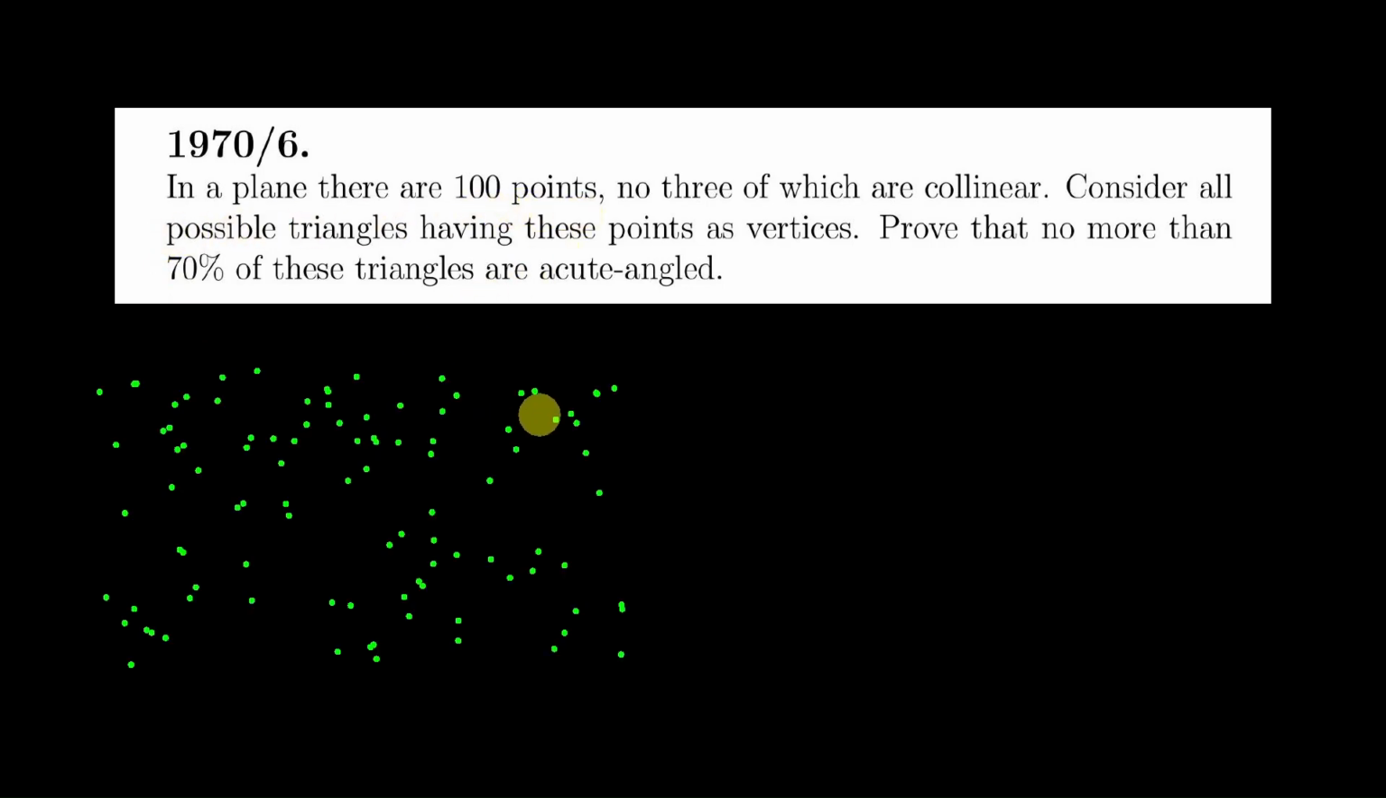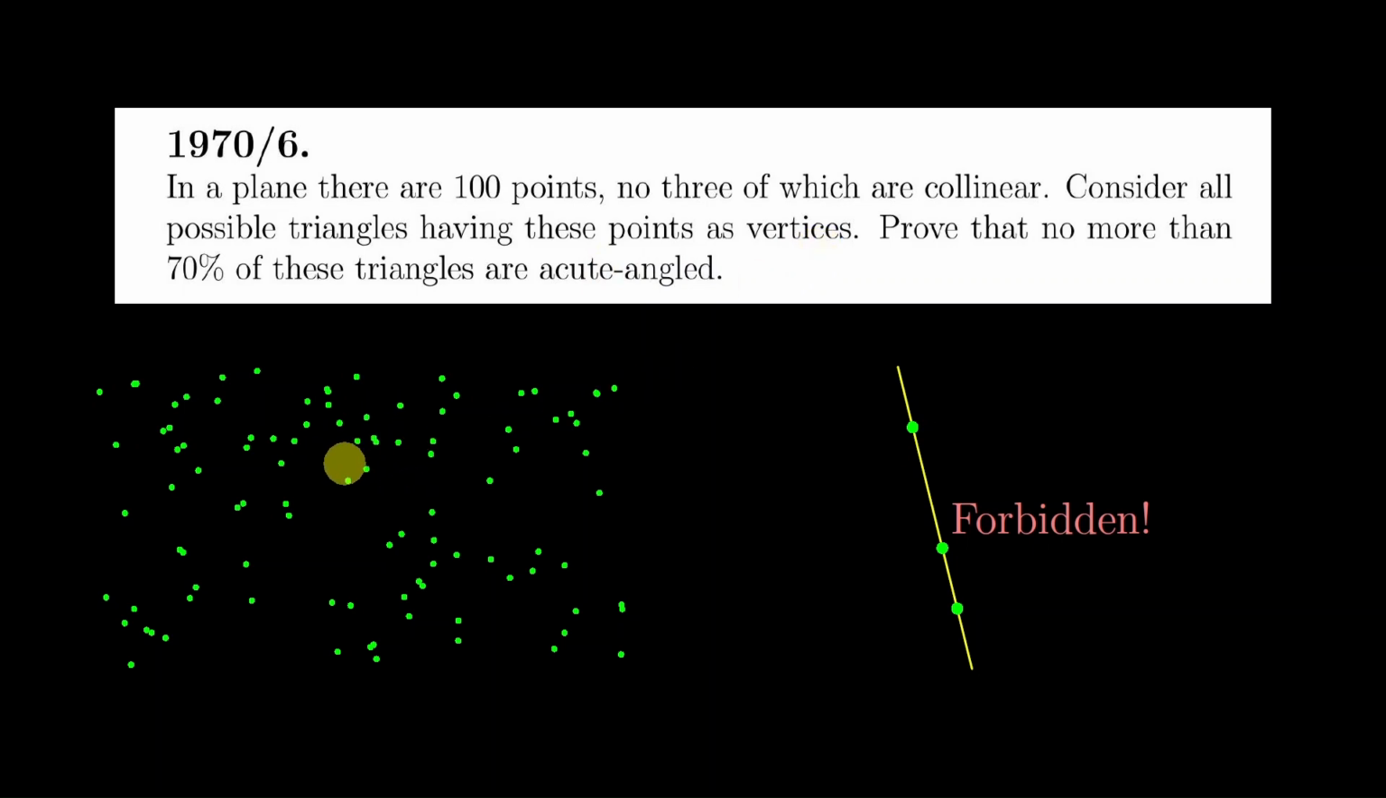Here's the problem. In a plane, there are 100 points. Okay, here are 100 points. Now, no 3 of which are collinear. That means we don't have 3 points on the same line like this. Next, consider all possible triangles having these points as vertices.